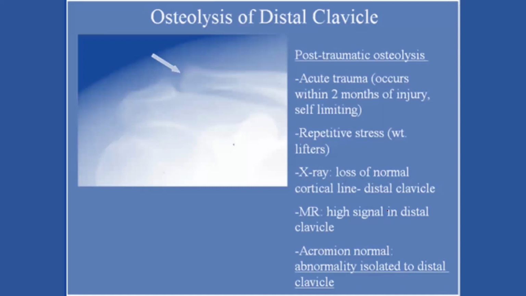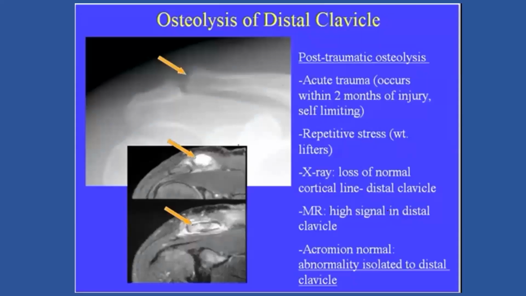So to prove this further, an MRI was done, and you can see the increased fluid, you can see the increased inflammation, and you can see that there is a high T2 signal intensity. So keep this in mind. Osteolysis of the distal clavicle occurs in patients who are weightlifters.